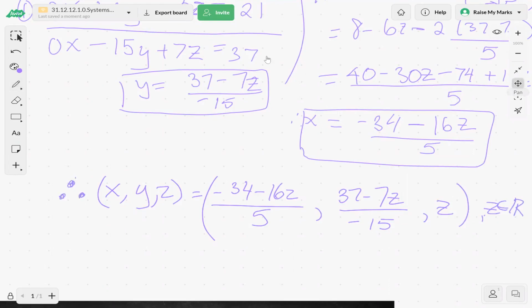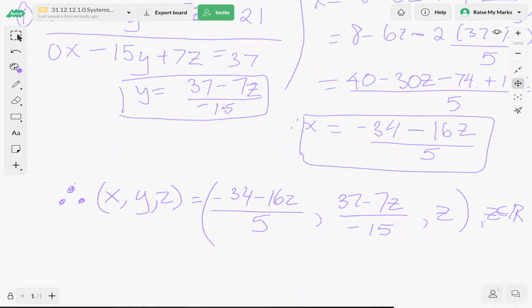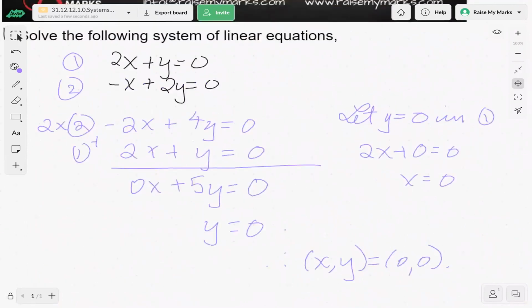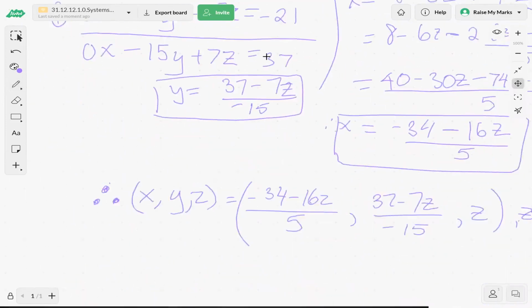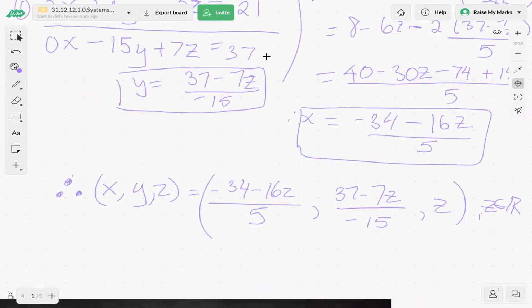When we have one parameter in our solution, our solution can be represented by a line. In the first exercise, we had a single point, no parameters. So when there are no parameters, our solution is a point. When we have one parameter, so one free variable, we have a line. If we have two free variables or two parameters, our solution is a plane, and so forth.